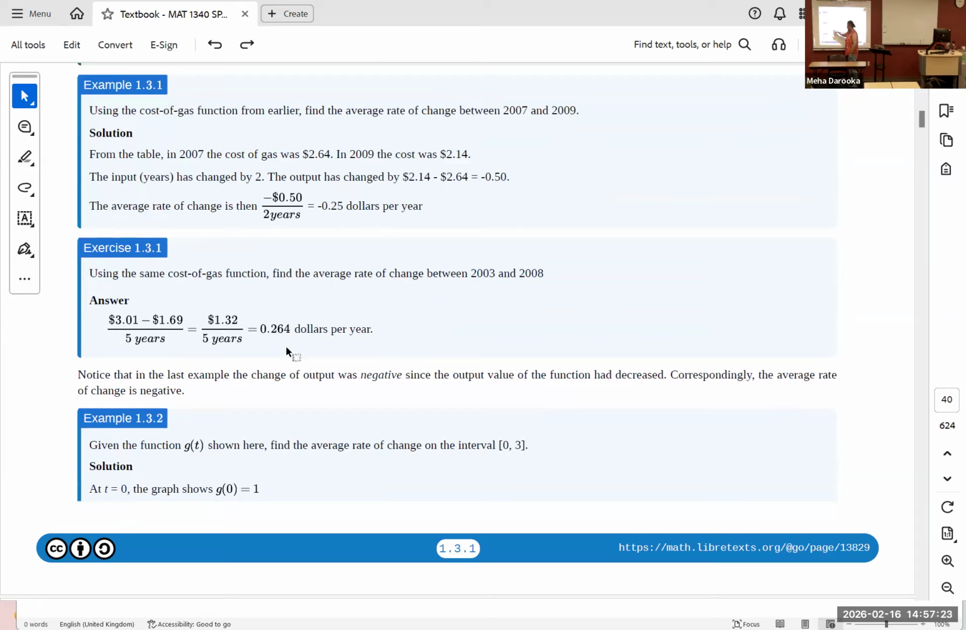So over 5 years, from 2003 to 2008, the gas prices went up by approximately 26 cents each year, 0.264. But from 2007 to 2009, they actually went down by 25 cents each year. So you can see how between different years, your rate of change can be different within the same example. In one interval it decreased, but in the other one, it increased. Again, that's where your positive and negative values will come into play.